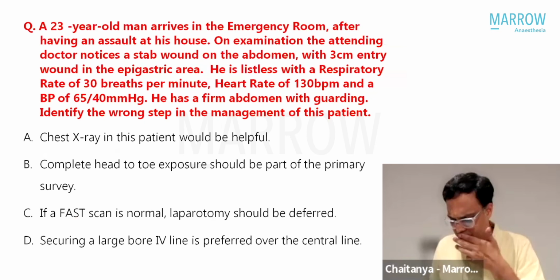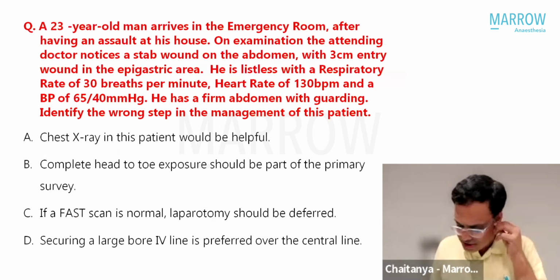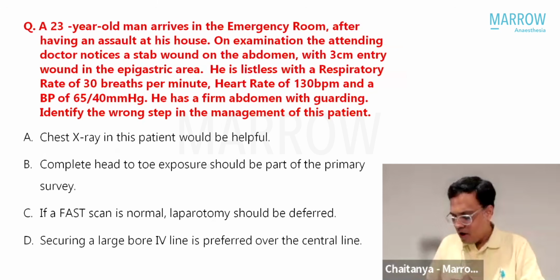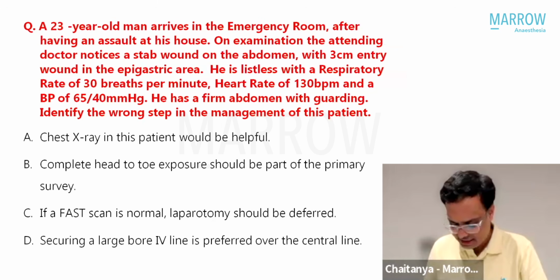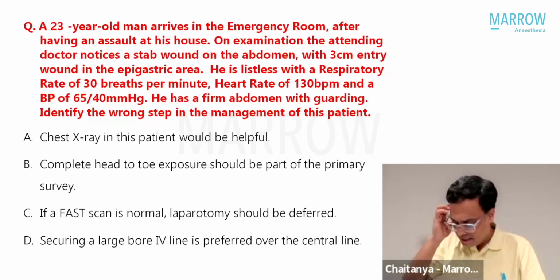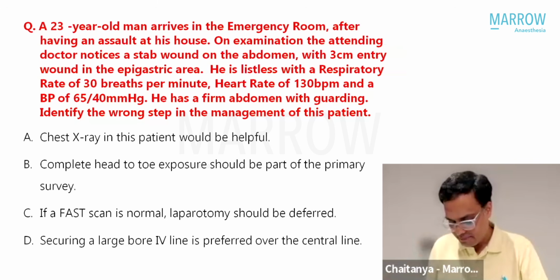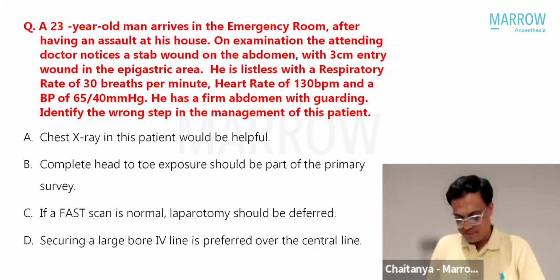The next question. A 23-year-old man arrives to the emergency room after an assault at his home. On examination, the attending doctor notices a stab wound on the abdomen with a 3 centimeter entry wound in the epigastric area. He is listless with a respiratory rate of 30 breaths per minute, heart rate of 130 beats per minute, and BP of 65/40. He has a firm abdomen with guarding. Identify the wrong step in management.